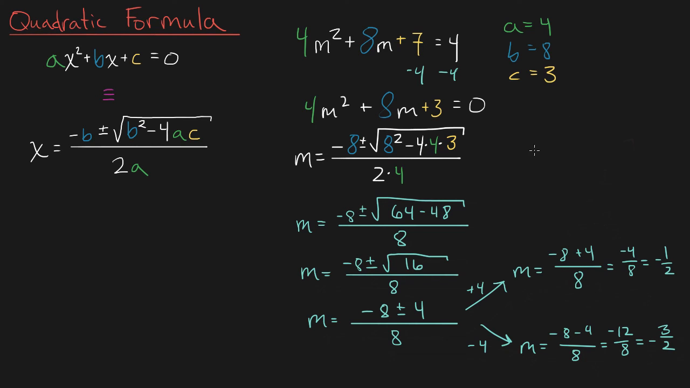So let's write those out formally. We have m is equal to negative 1/2, or m is equal to negative 3/2. Let me put a little box on that. So this is our solution for this quadratic equation.